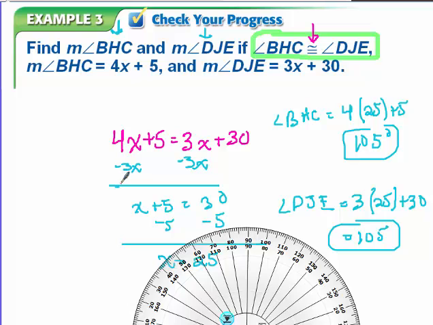Remember, move your x's first. The smaller of the two is my preference. So I move 3x. I'm left with x plus 5 equals 30. Minus the 5. I get x equals 25. Let me get this guy out of the way.